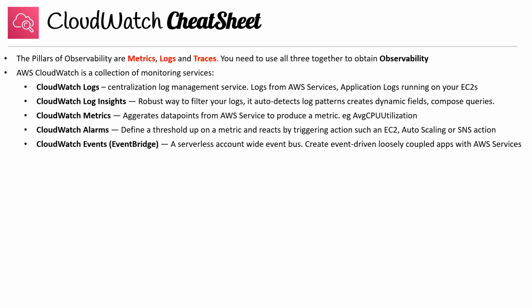Then you have CloudWatch Events, now known as EventBridge. This is a serverless account-wide event bus. It allows you to create event-driven, loosely coupled apps with AWS services. Then you have Dashboards. This creates a dashboard filled with graphs powered by CloudWatch metrics.